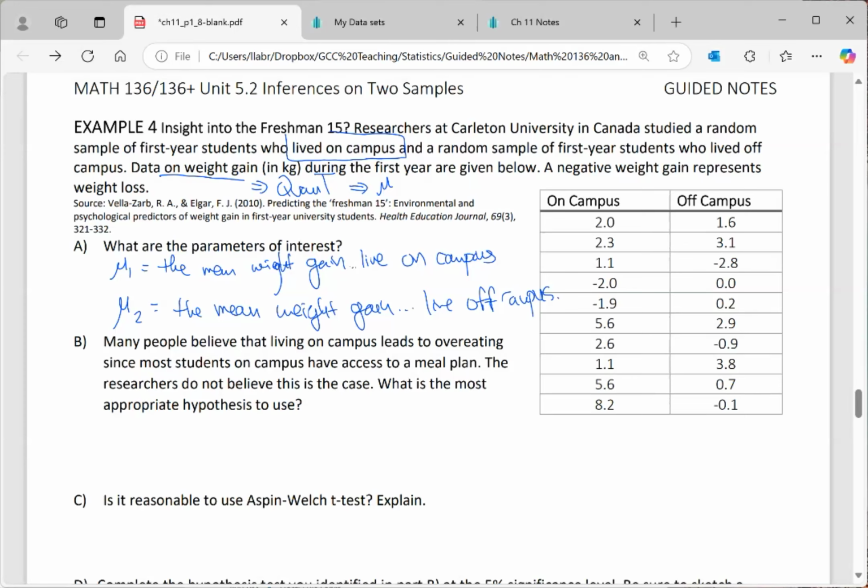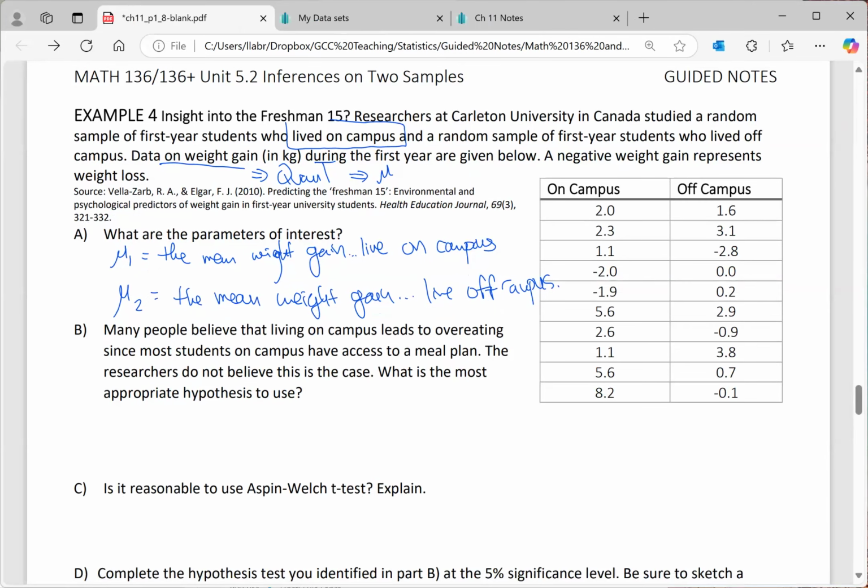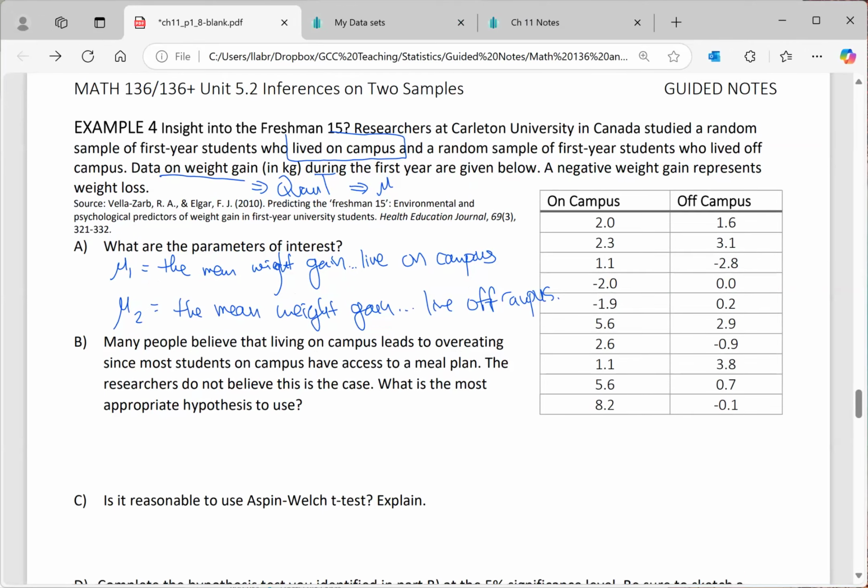Oh, okay. So check out the second part. Many people believe that living on campus leads to overeating since most students on campus have access to a meal plan. So I don't know if that's true or not, but that's the claim. The researchers do not believe this is the case. What is the most appropriate hypothesis to use? Oh, wow. So that's a pretty difficult question. Hopefully you're thinking about it.